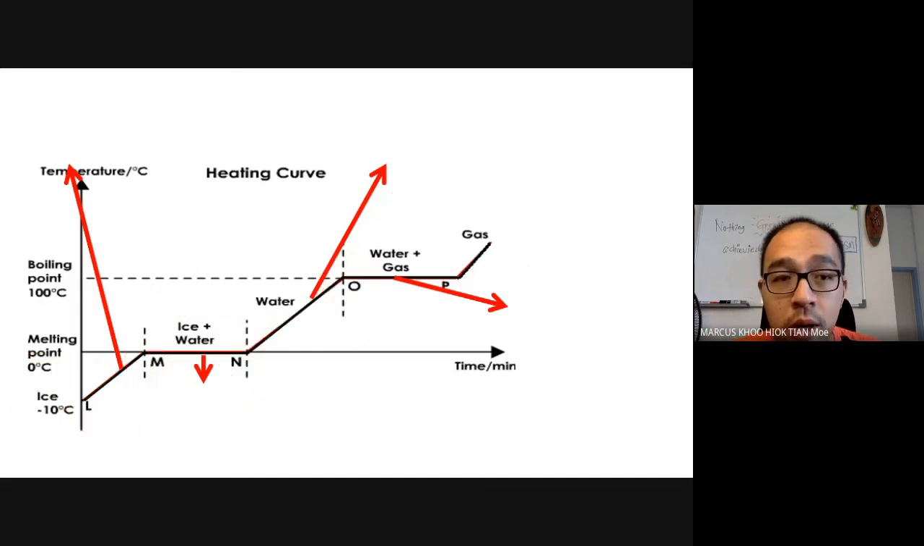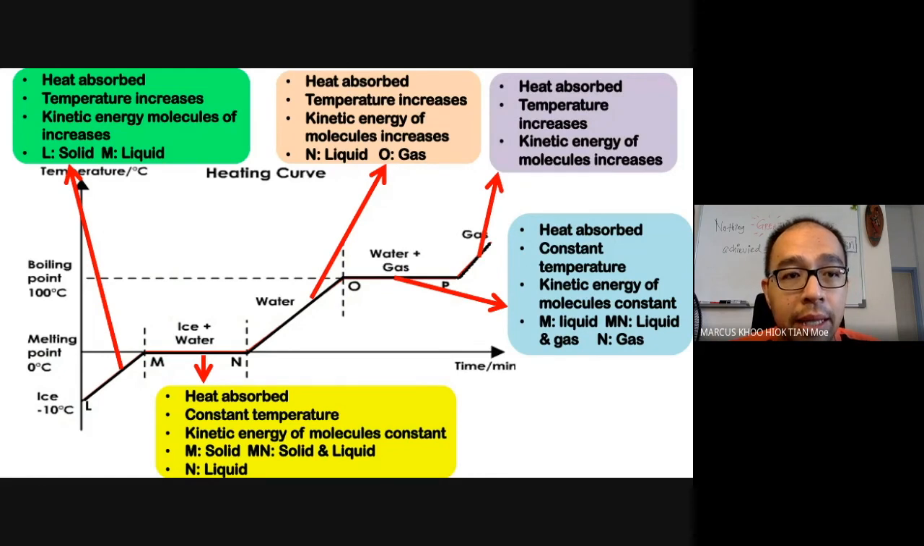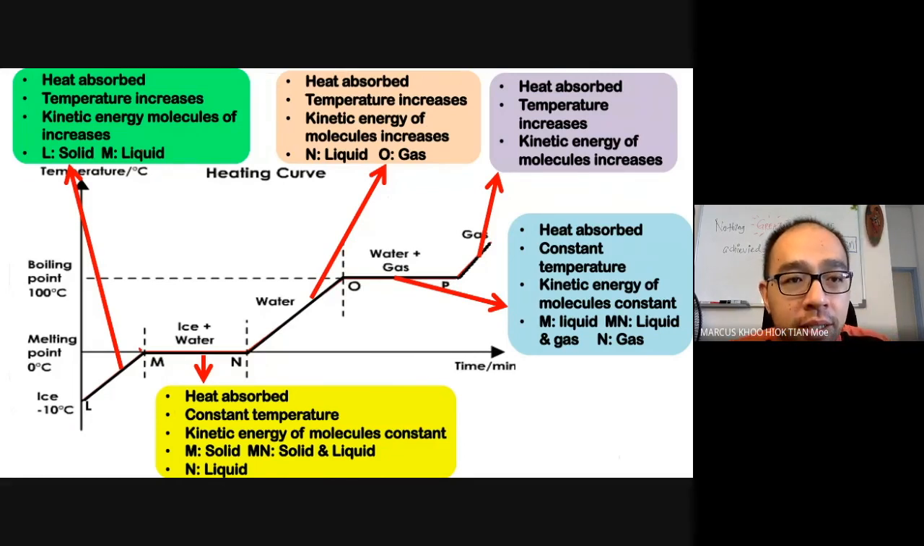Okay, so this is how the whole thing will look like. Okay, L and M is... hey, this is wrong. Oh no. What am I doing? What is this? Hold on. Sorry, everybody, this should be solid. Okay, M is still solid.